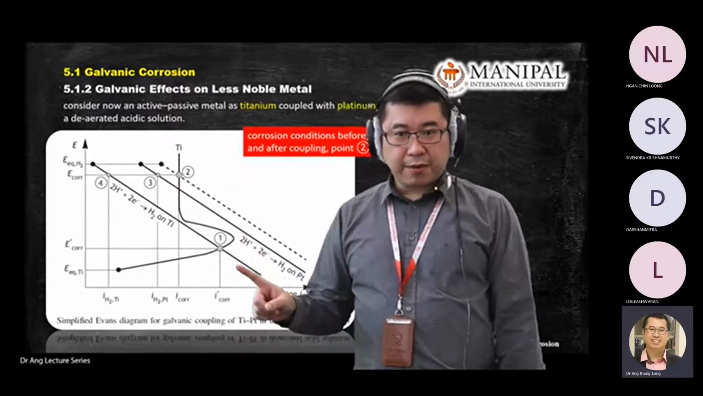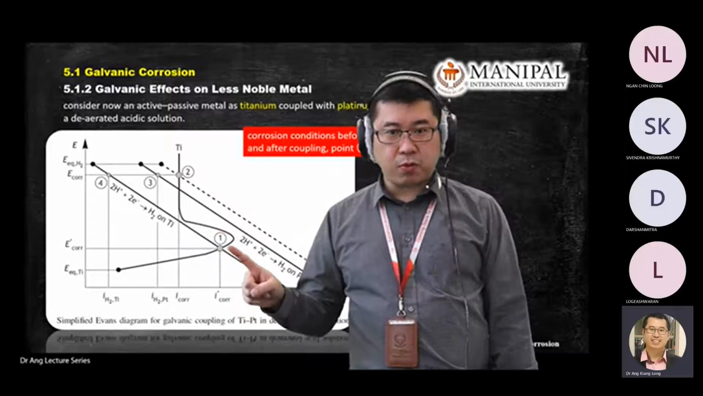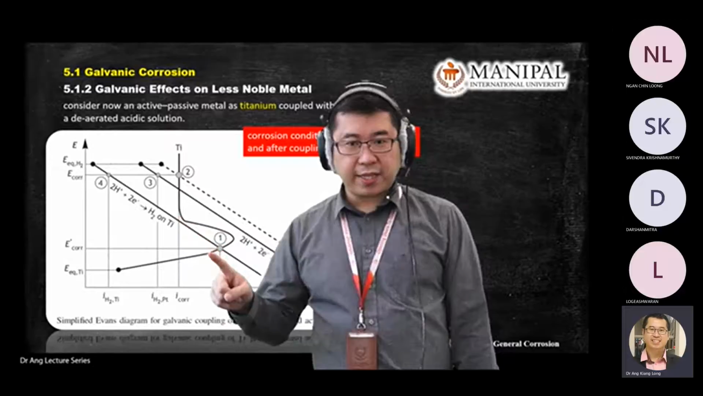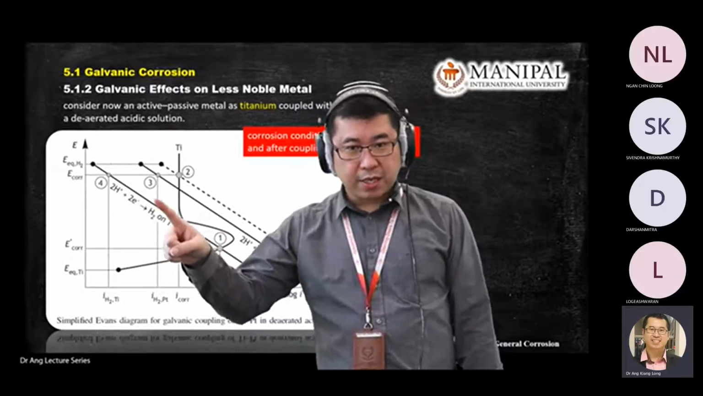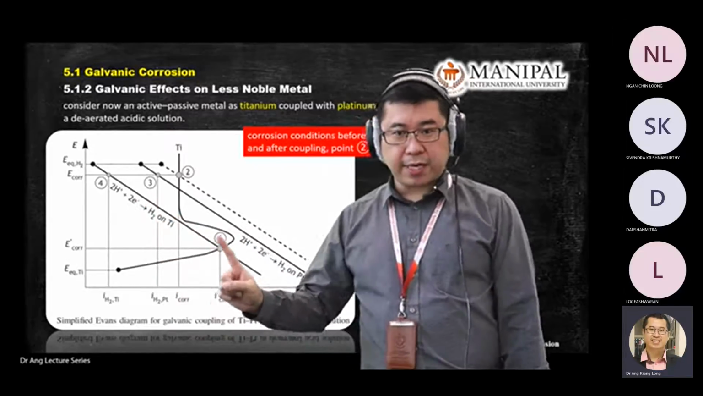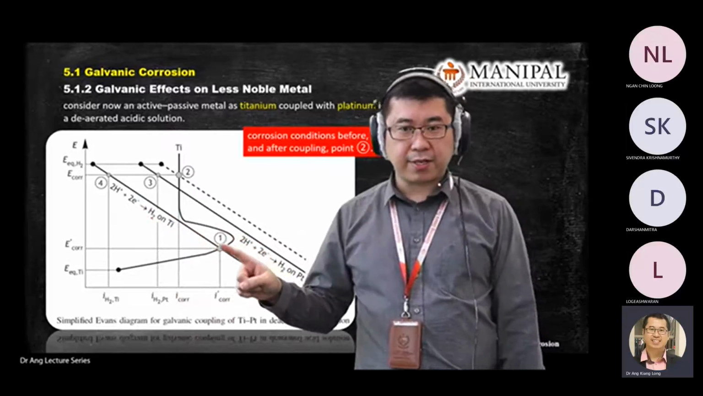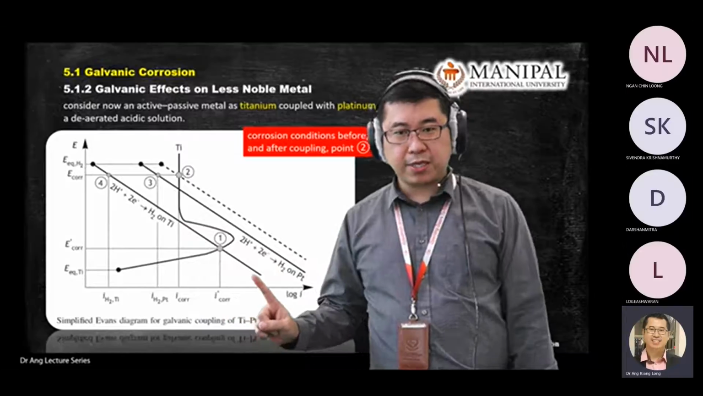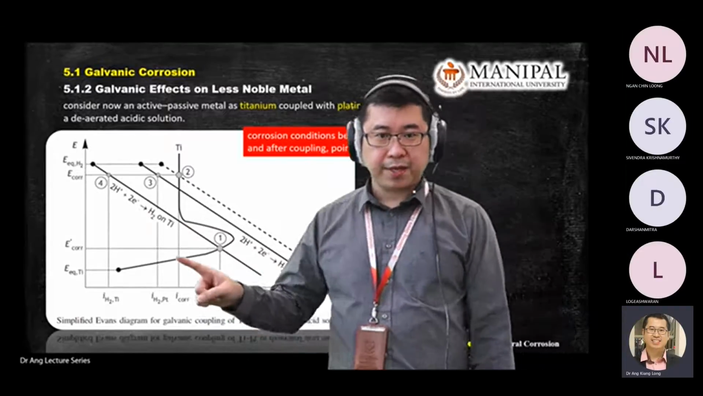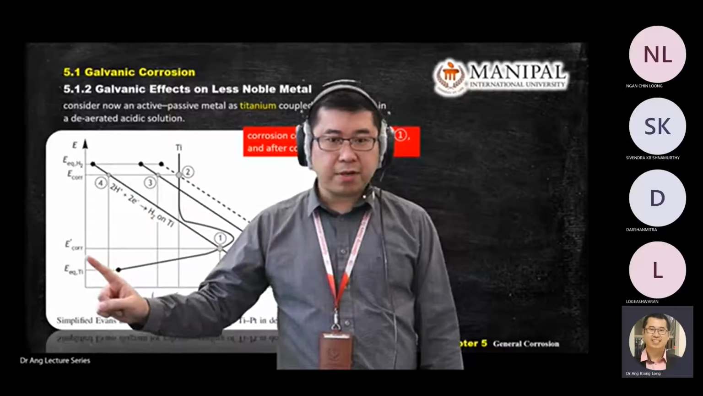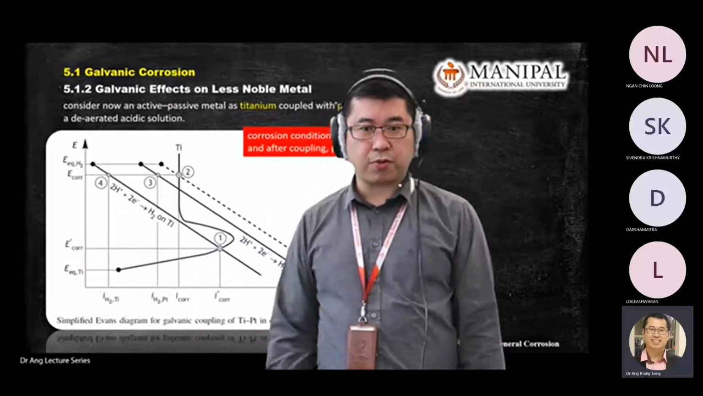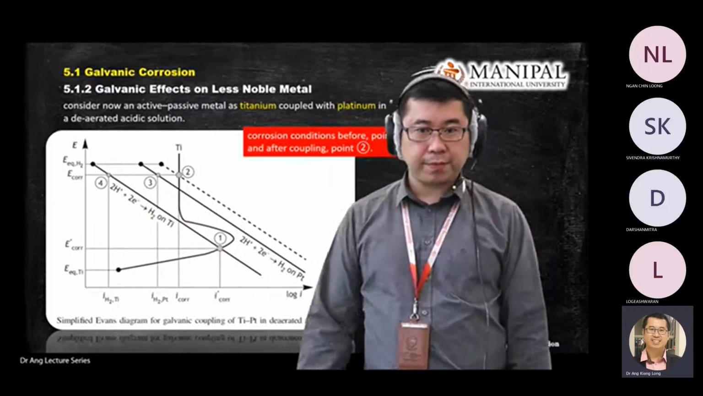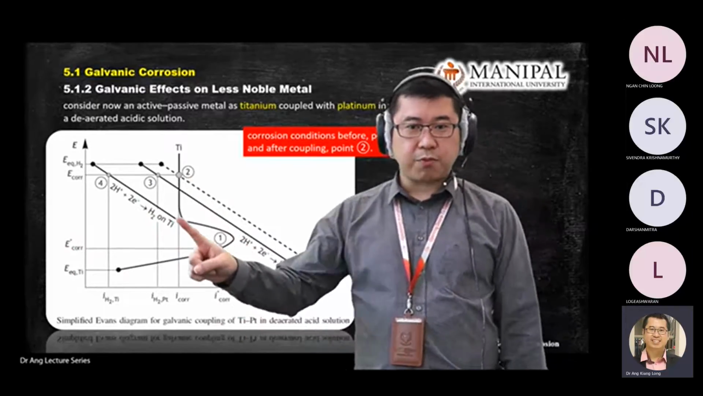Okay, so for titanium, you look at the titanium point number 1 before coupling. So before coupling, you find the intersection point between the cathodic and anodic process on the same material itself. So at point 1, you get I prime corr, meaning corrosion rate before coupling, and E prime corr, meaning potential before coupling. Point 1, and then you move up to point 2. Okay, point 1, move up to point 2.